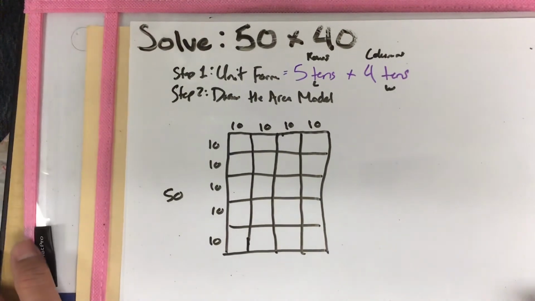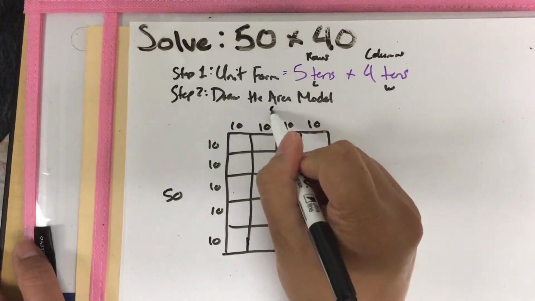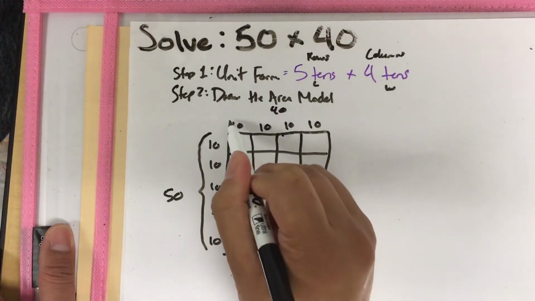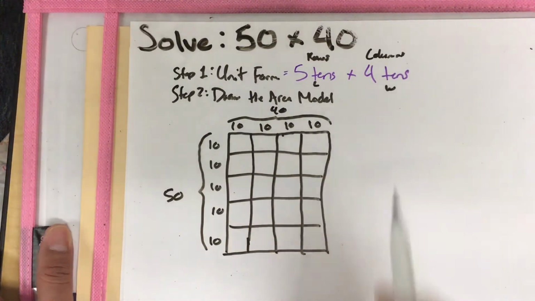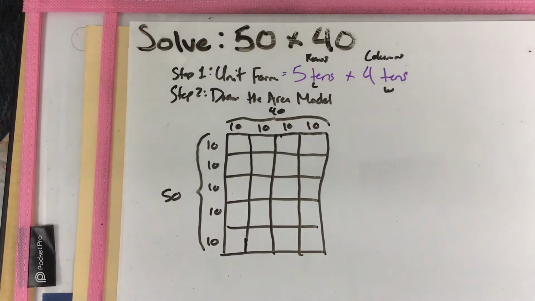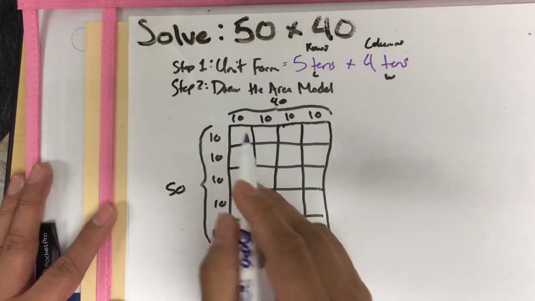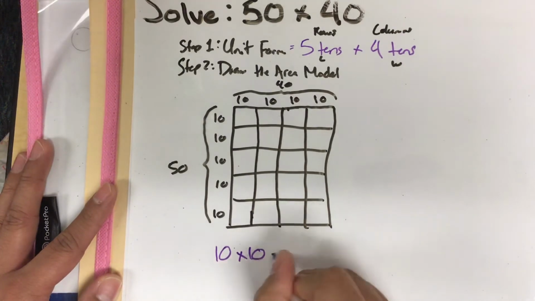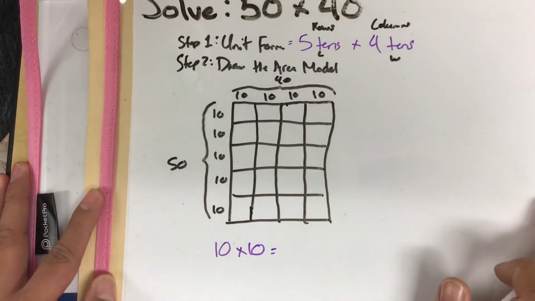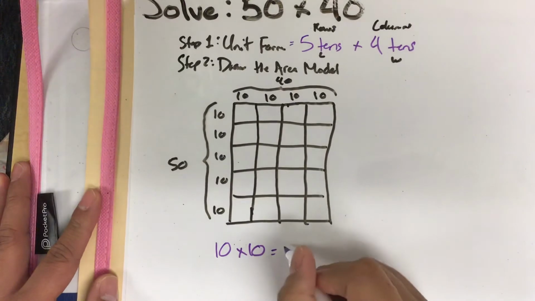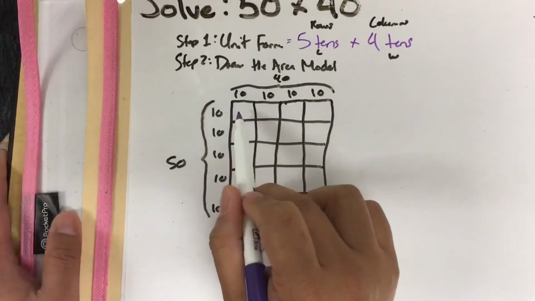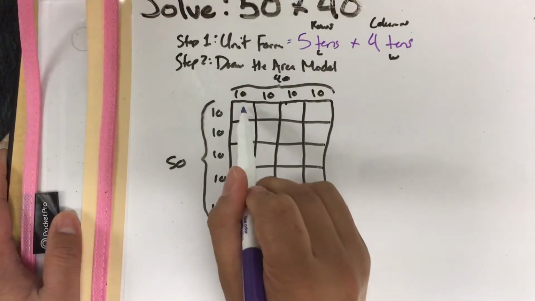So now that we have all of this, we know that these 5 tenths equals 50, and those 4 tenths equals 40. Well, remember, all we're doing for multiplication is 10 times 10. And what does 10 times 10 equal? 10 times 10 equals 100. So each of these unit squares inside here is going to be 100.